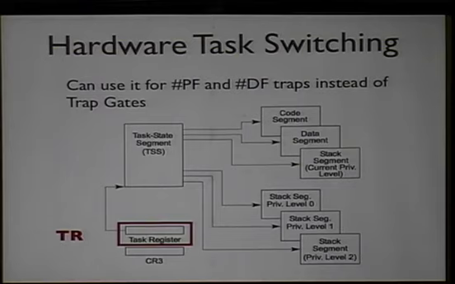Indeed, and this hardware task switching mechanism also goes back to the days of DOS, when everyone was doing their own task switching and everyone was getting it slightly wrong. So Intel decided to fix it by adding their own task switching mechanism. It turned out to be like one cycle slower than writing it in software, so no one used it, except for this double fault handling mechanism.